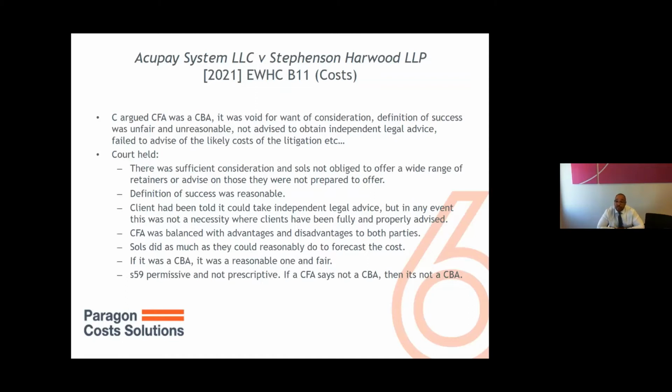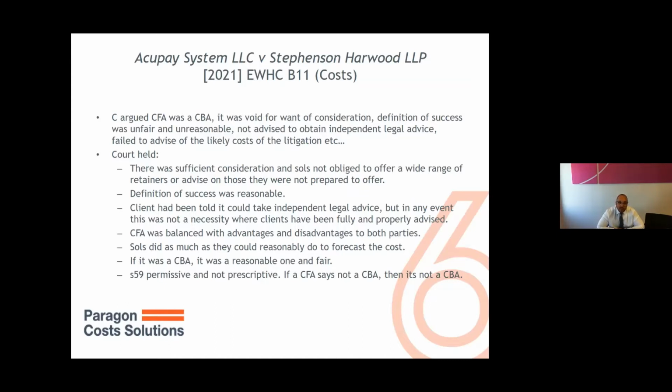Solicitors did as much as they could to reasonably forecast costs, and all of you will know that it is very difficult to forecast costs, particularly at the outset, but of course your obligation is to give the best possible information and to update the client as and when you can, or as and when the requirement for an update exists. But the solicitors did as much as they could. So the court said if it was a contentious business agreement, it was a fair one and a reasonable one. So it met the criteria and it wouldn't be set aside.